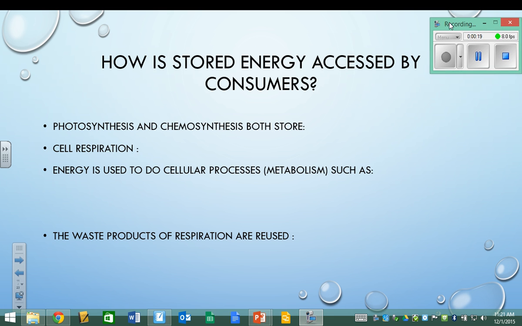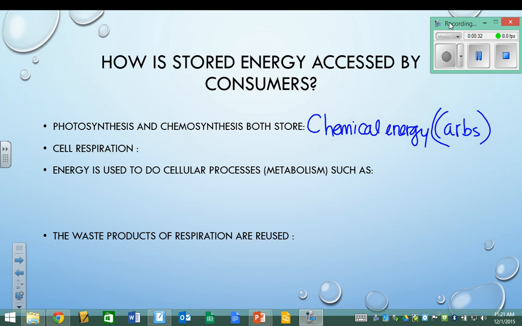So photosynthesis and chemosynthesis both store chemical energy. And we saw that this is in the form of carbs. So both processes are taking some form of energy and converting it into chemical energy, which is the energy in the bonds of a molecule, and specifically, it is a carbohydrate.